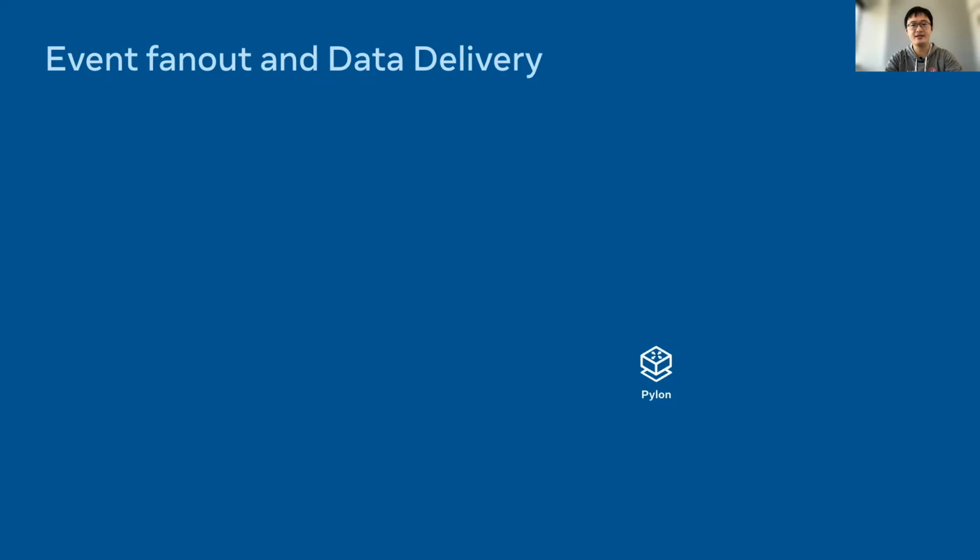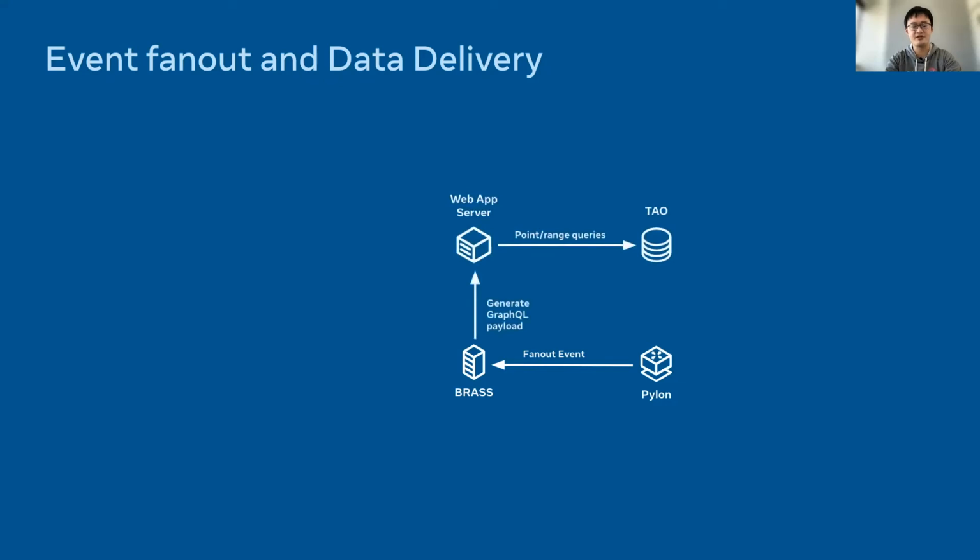Pylon fans out events to all subscribed BRAS hosts, and then inside BRAS hosts, there is an in-process fan out to all stream processors. The application-specific processor makes delivery decisions on a per-stream basis. If the decision is to deliver the event to the client device, BRAS will make a call to the web application server to perform another round of privacy checks and load data from tau, conditioned on flight tracker tickets. And lastly, the GraphQL payload will be delivered to clients.